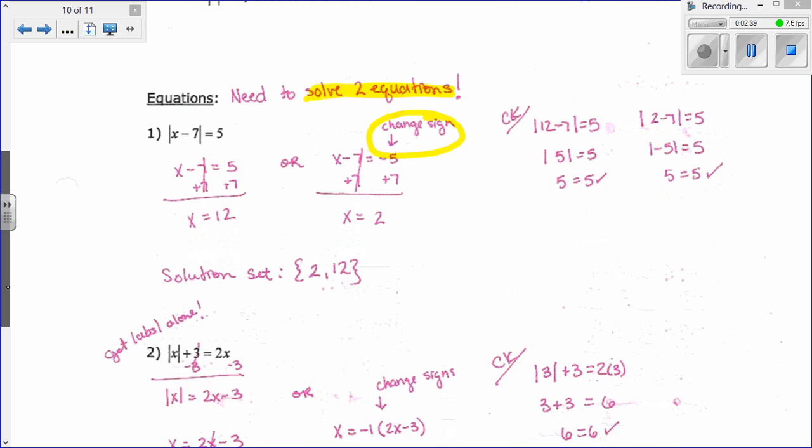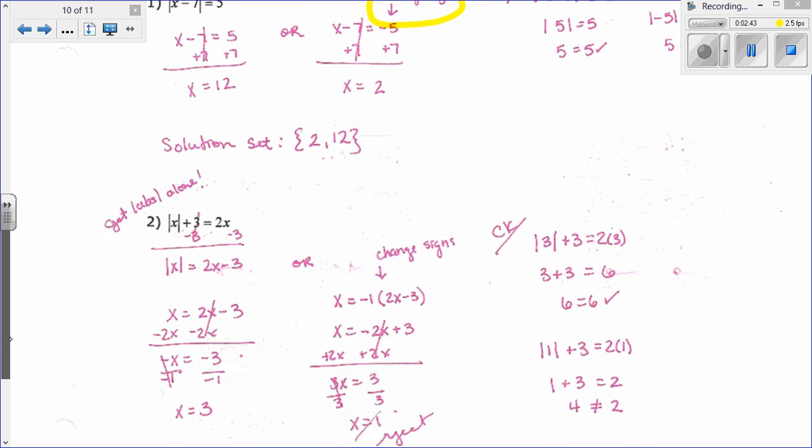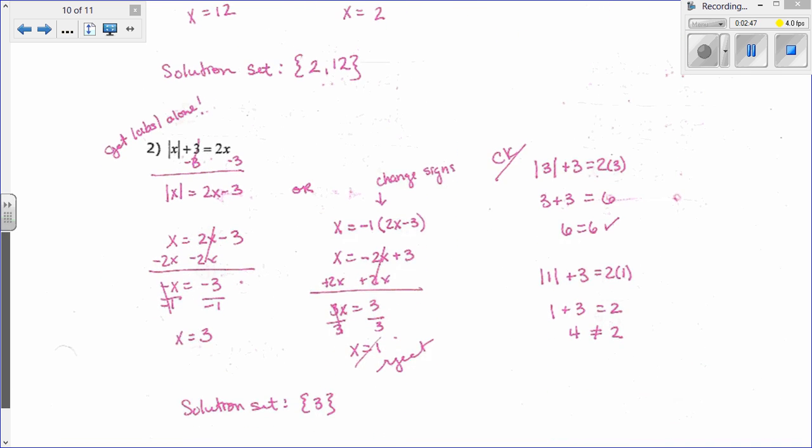So let's try another problem. All right, for number 2, the first thing we need to do is get the absolute value alone. In order to get the absolute value alone in this problem, I need to subtract 3 from both sides. So the absolute value of x equals 2x minus 3.